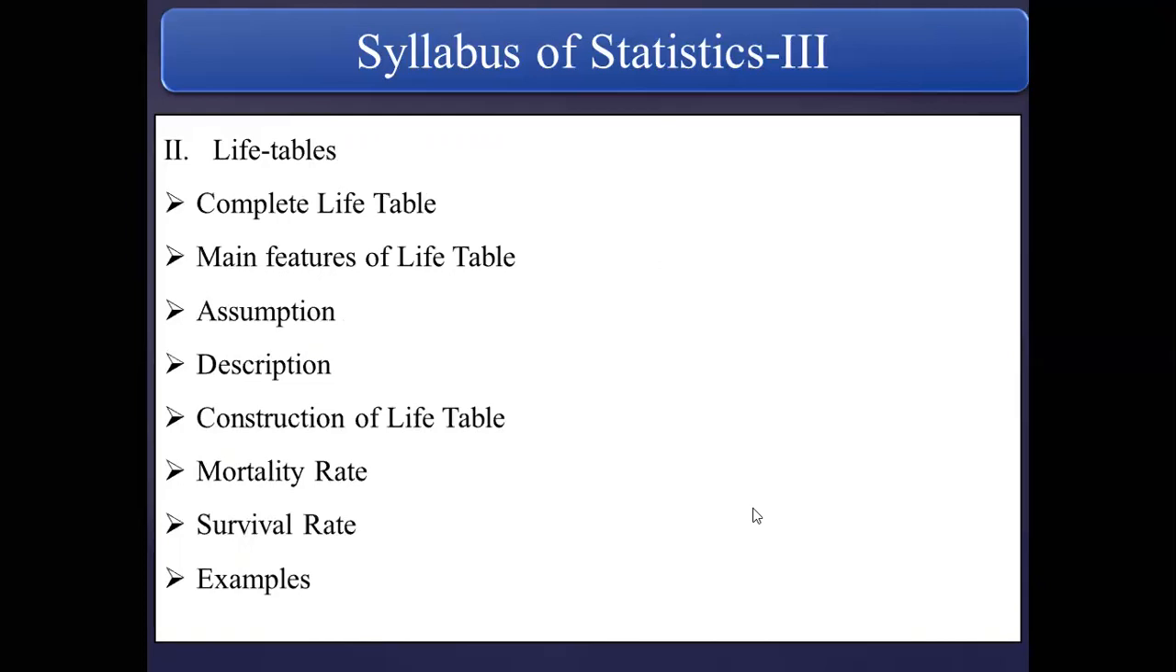Suppose your age is 20 years and the last age group is, suppose, 100 years or 90 years. So how can you construct a life table from the age group of 0 or 20 to 90 or 100 years? We will see that also in this part. Now, why is the life table very important?